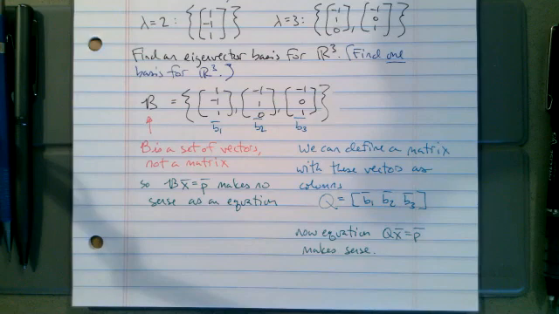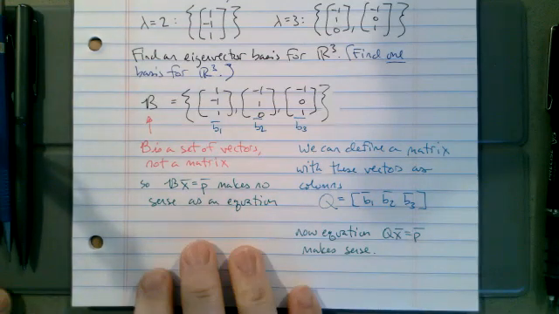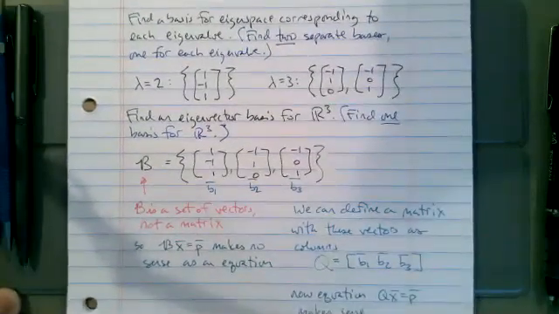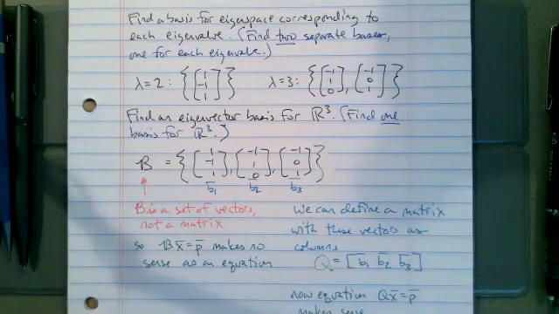Okay, so that's one of the points that I wanted to open with today. I wanted to clarify the difference between "find a basis for the eigenspace corresponding to each eigenvalue," which means I need a separate basis for each of those two eigenspaces, and the other question, which could be "find an eigenvector basis for R3, or explain why no such basis exists."